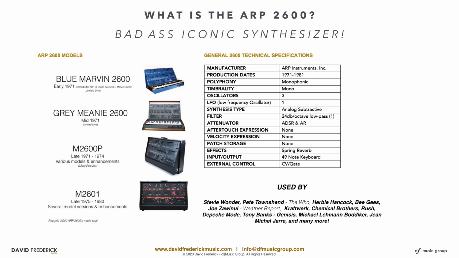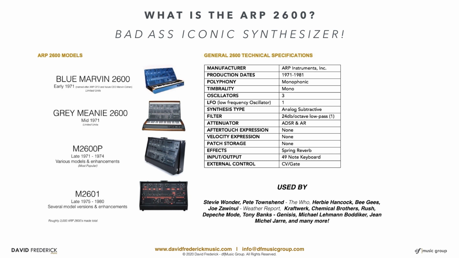So what is the 2600? Well, it was a synthesizer that ARP put out in the early 70s. It went through a variety of iterations. It's a semi-modular monophonic synthesizer with 3 oscillators, uses subtractive synthesis. And frankly, from my perspective, it truly is a badass, iconic synthesizer. There's nothing else out there, in my opinion, that sounds like a 2600.